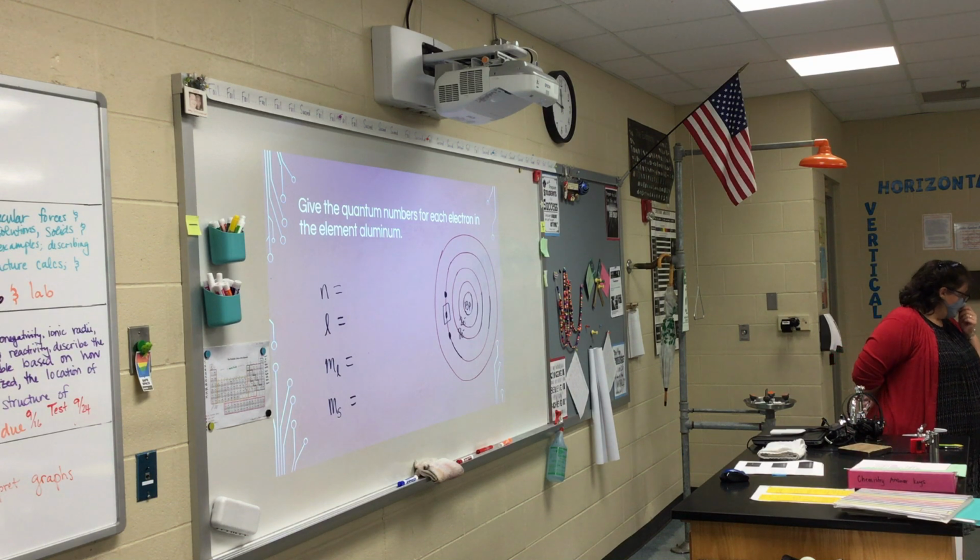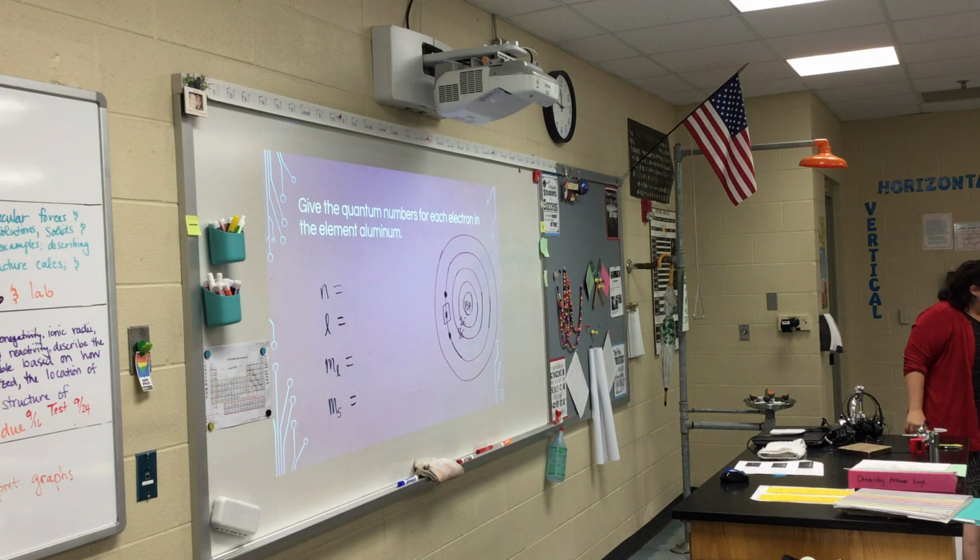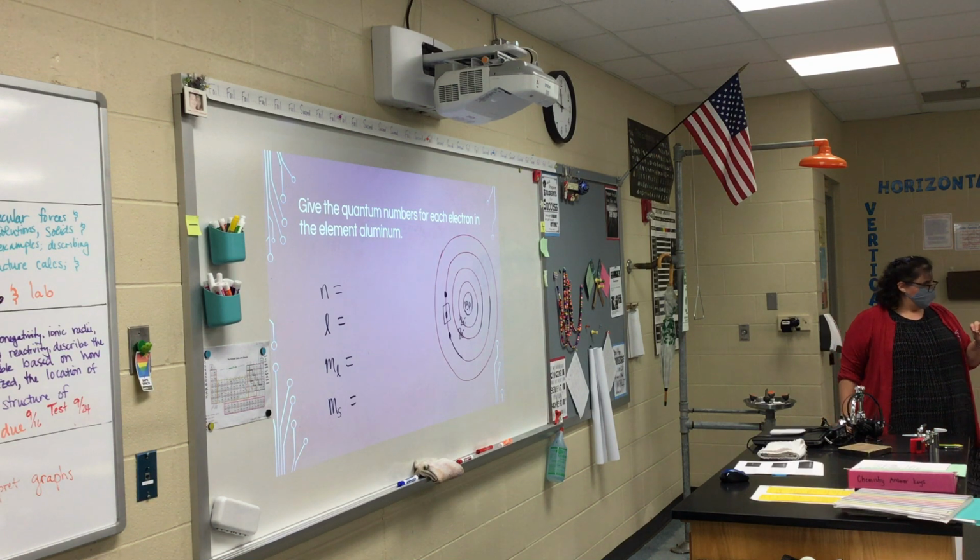Yes, Gracie? How do you know what? It's how many rows there are. So aluminum is here. 1, 2, 3. Yeah, you can draw as many rings as you want, but only 3 of them are going to have electrons. Okay? Chase, did you have a question? Oh, did somebody else? Oh, Carly?